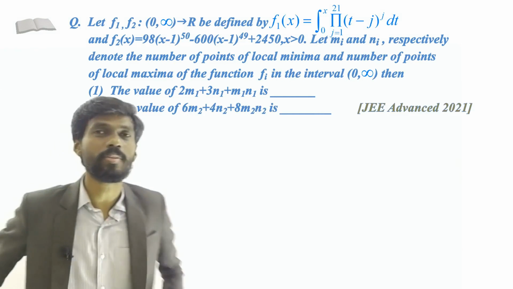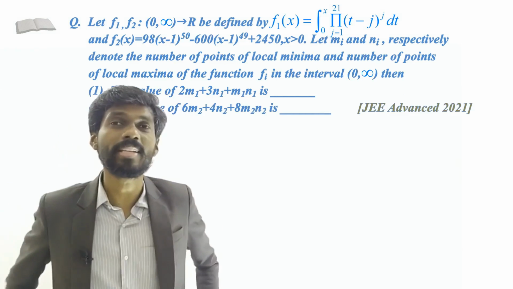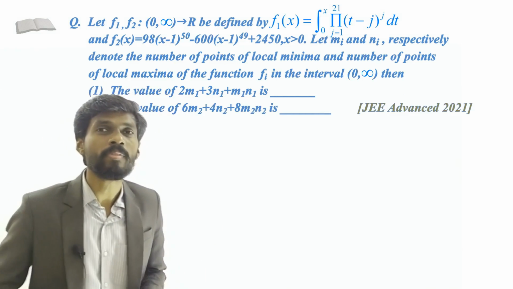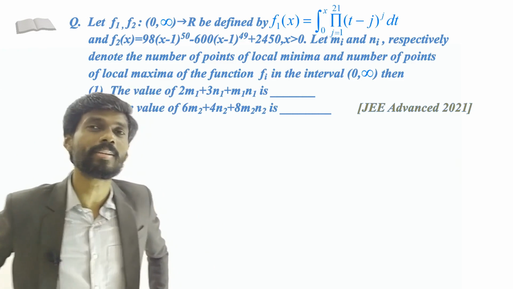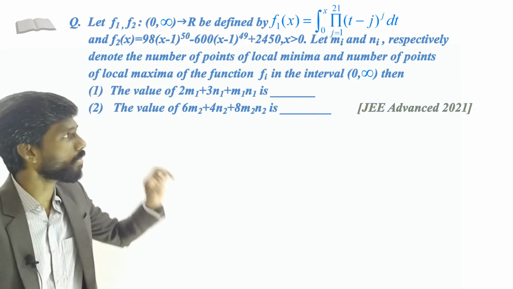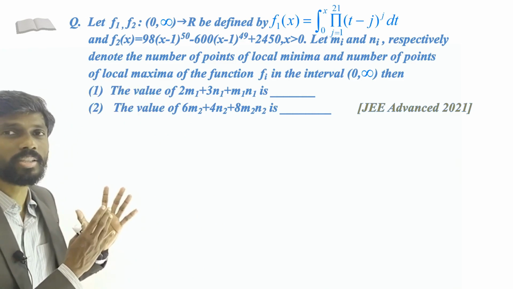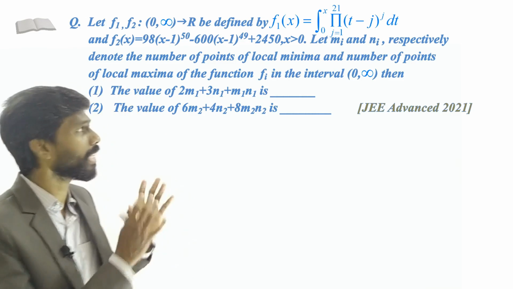Here in this question, we are given two functions f1 and f2. We have to find the number of points of maxima and minima. The function f1 is given in terms of an integral, but we are not going to use any complicated concepts of integration, as the limit is only from 0 to x. If you differentiate this function, the integral is gone, and we simply get the function inside.